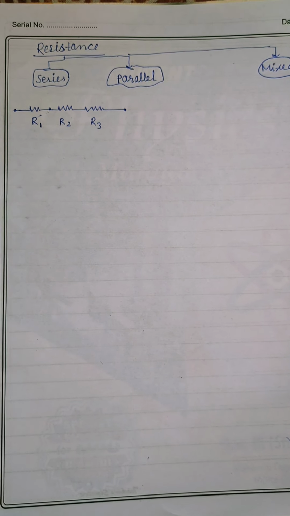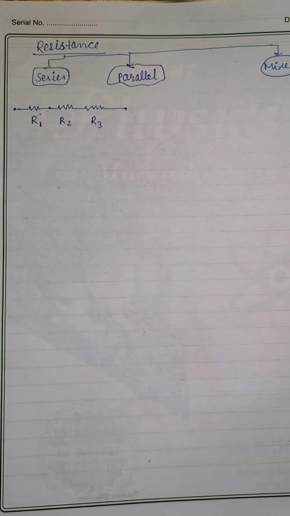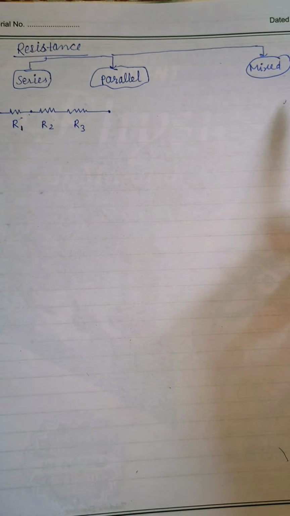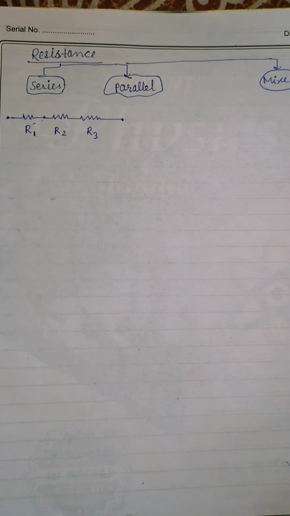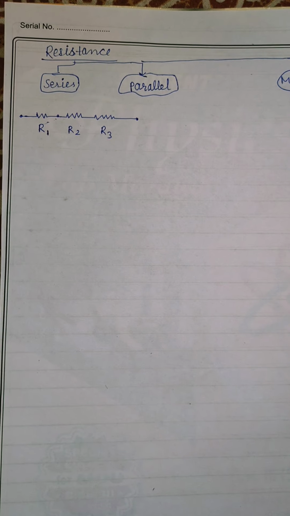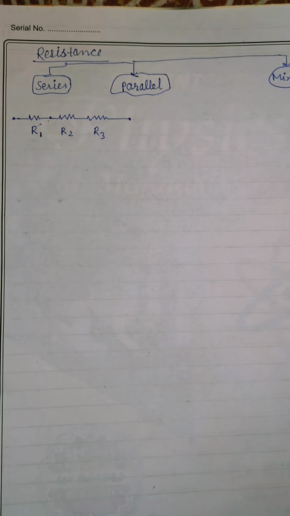In our previous video, we studied resistance. Mainly, resistance is of two types: series and parallel. Mixed is a combination of both series and parallel resistance. Let's study the series combination. Here we take three resistances. First, we define what a series combination is.